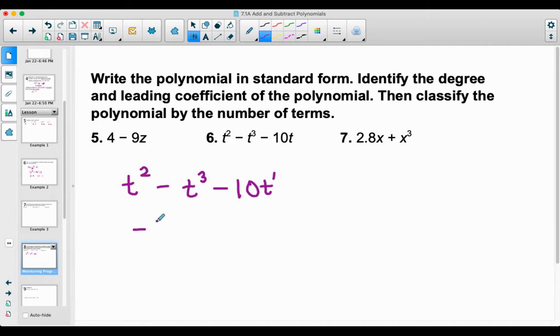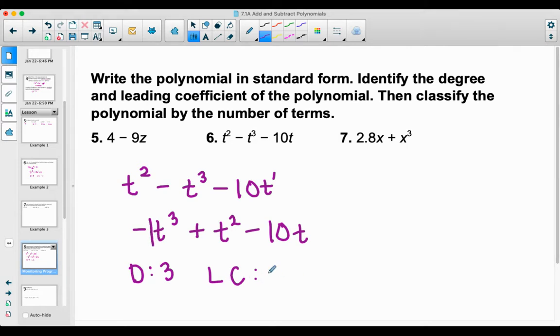So that's a negative t to the third plus the next one would be t to the second minus 10t. That's written in standard form. The next thing it says to do is identify the degree. Well, your degree is going to be your highest exponent, so that's going to be a 3. And then your leading coefficient is always that first number once it's written in standard form. So here, this is a -1, so my leading coefficient is -1.